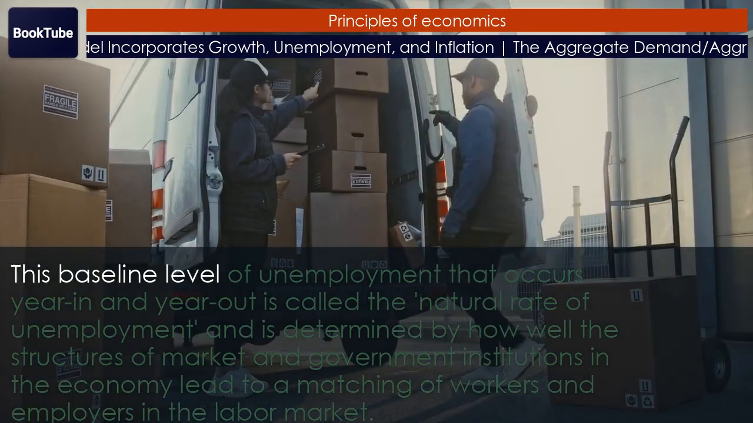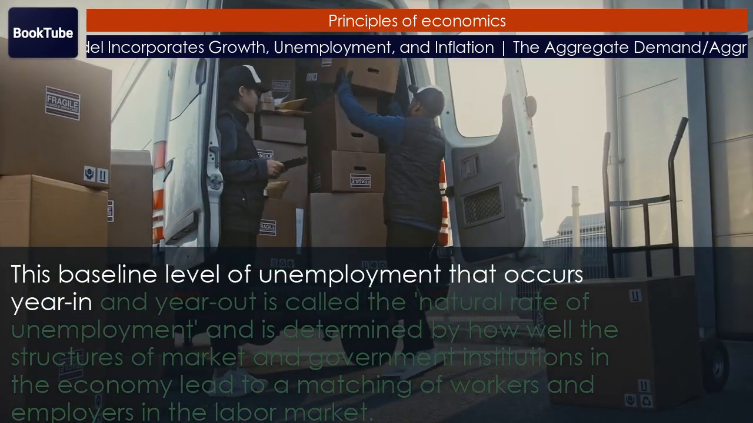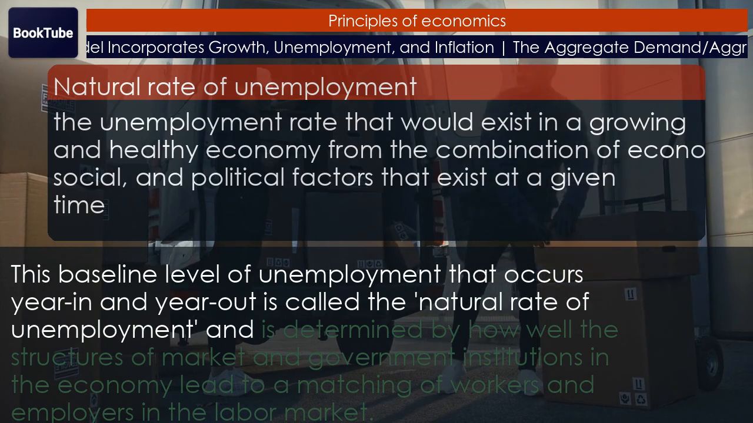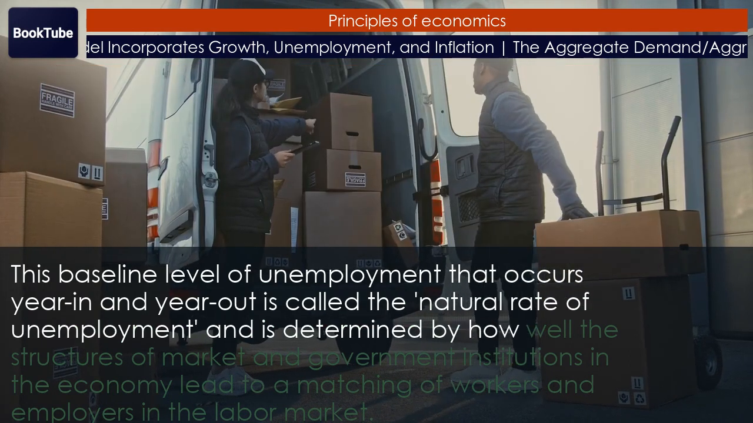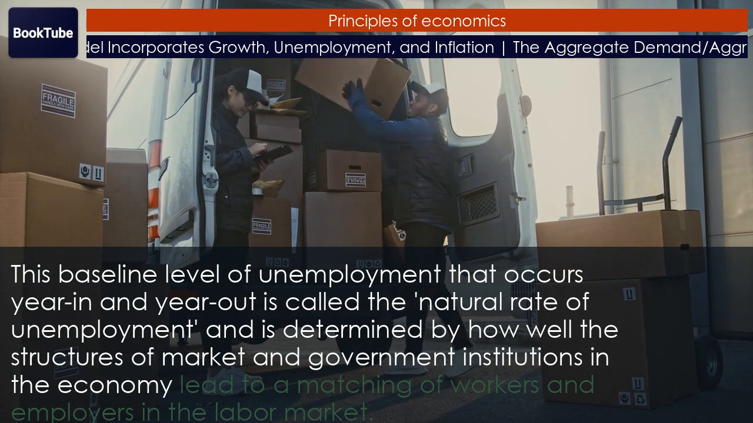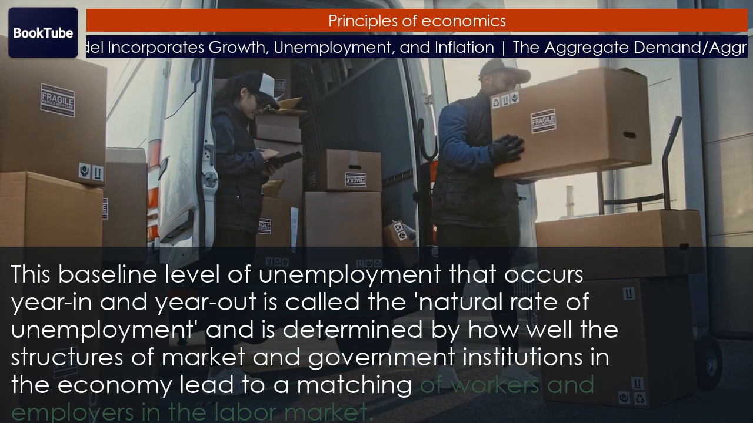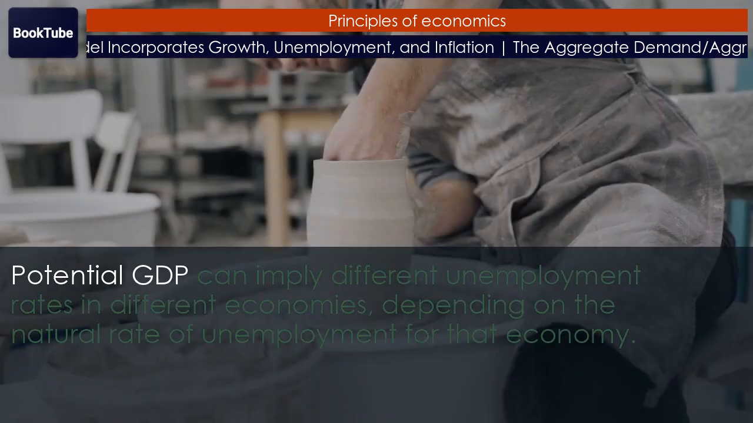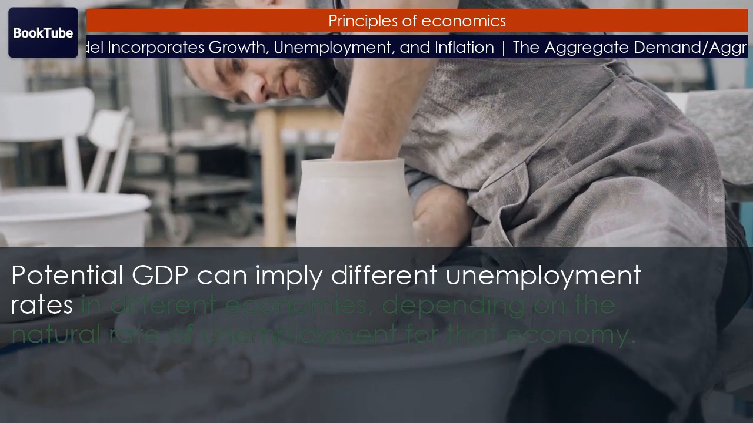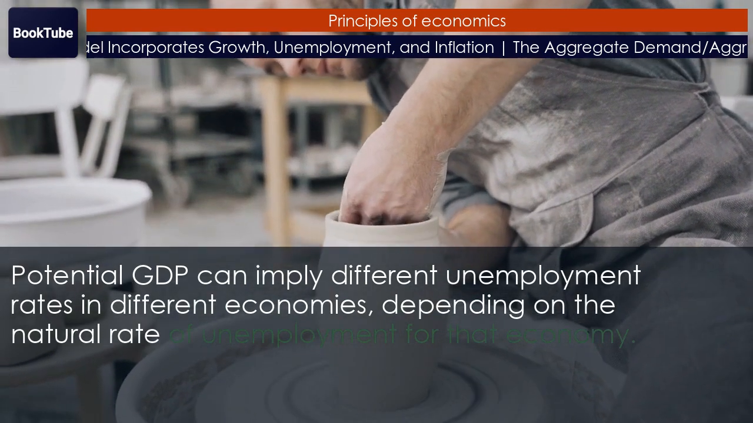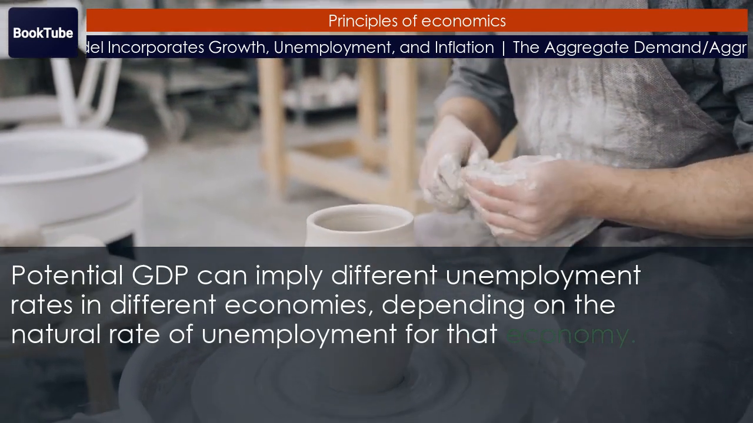This baseline level of unemployment that occurs year in and year out is called the natural rate of unemployment, and is determined by how well the structures of market and government institutions in the economy lead to a matching of workers and employers in the labor market. Potential GDP can imply different unemployment rates in different economies, depending on the natural rate of unemployment for that economy.